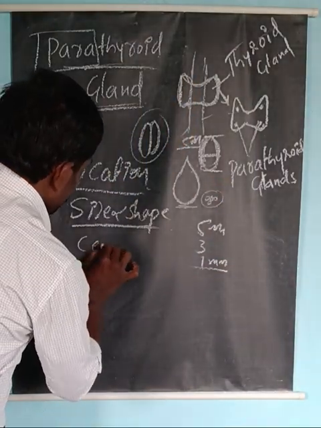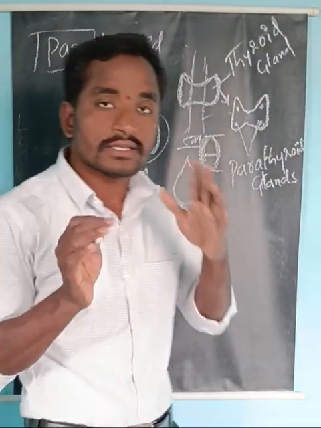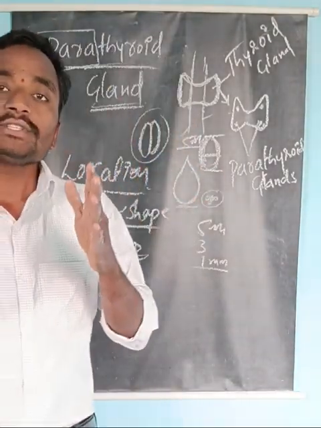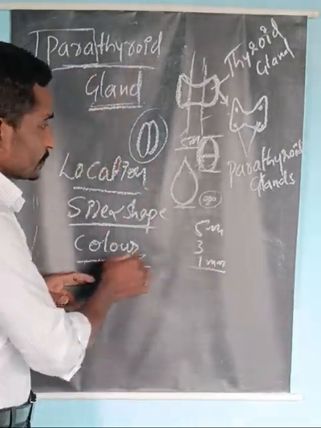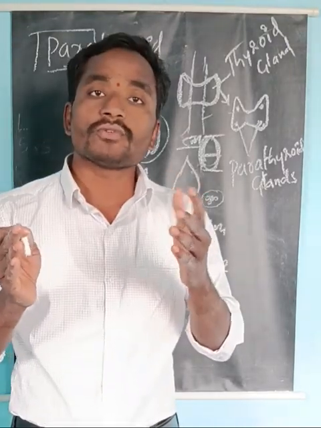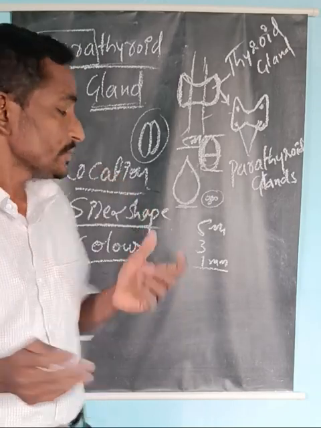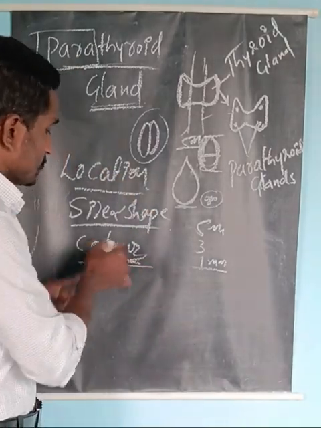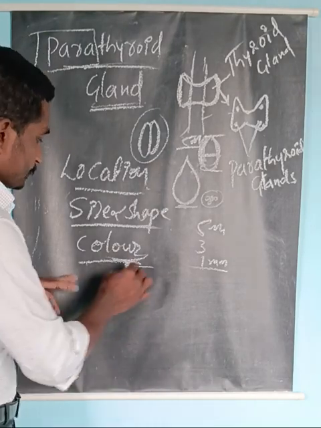Now come to the color of the parathyroid gland. The color of the parathyroid gland is usually yellowish brown, or tan in color, because of the fatty deposits, the fat cells being the main component. For that reason it appears yellowish brown or tan in color.